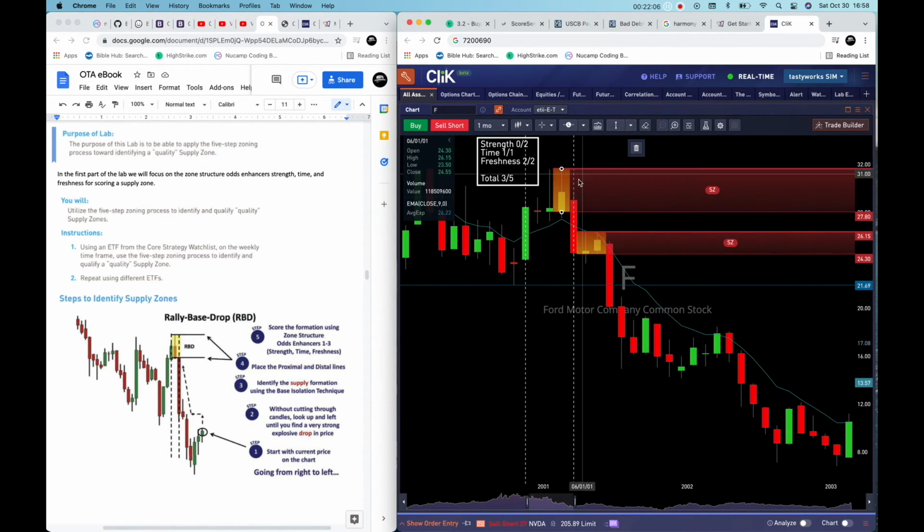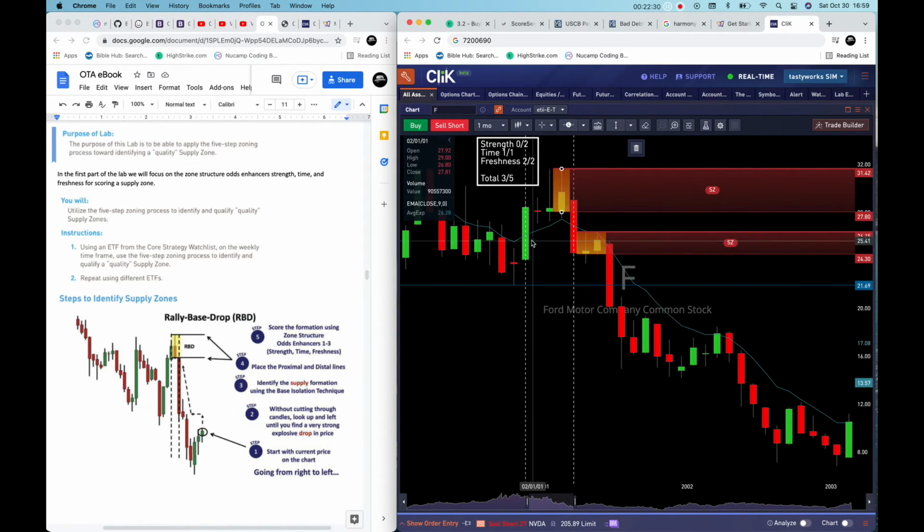Looking at strength, we want to see if price moves out equal to or greater than 2 to 1. And clearly we can see that it actually doesn't. If we follow this drop in price, we can see that price doesn't move out any farther than this. It starts to turn at this price point. So in this case, for move out, strength isn't going to earn any points.